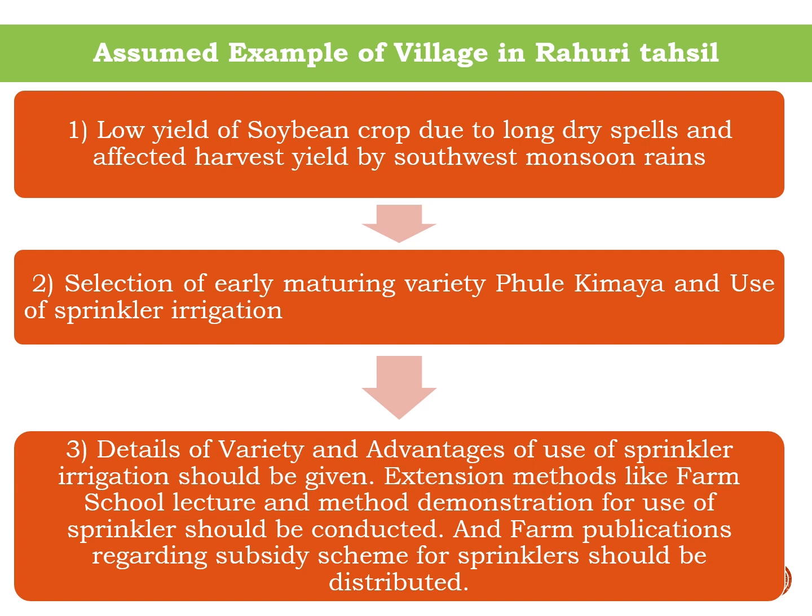Now, for better understanding of the extension education program, let us assume an example. We have assumed this example of a village in Rahuri Tehsil of the district Ahmednagar in state Maharashtra. The problem identified was the low yield of soybean crop due to long dry spells, and also the harvest yield was affected by heavy rains of the southwest monsoon. Then, to provide a solution to this problem, the objectives determined were selection of an early maturing variety of soybean, that is Fulekimia, and use of sprinkler irrigation to avoid the losses due to long dry spells.